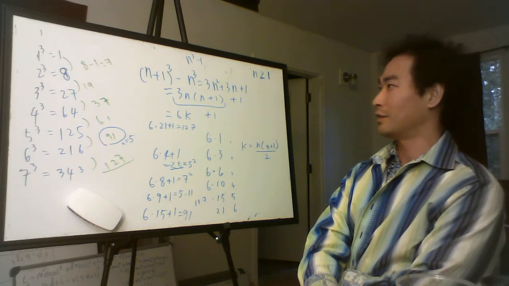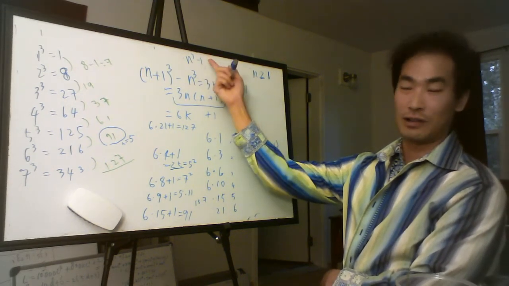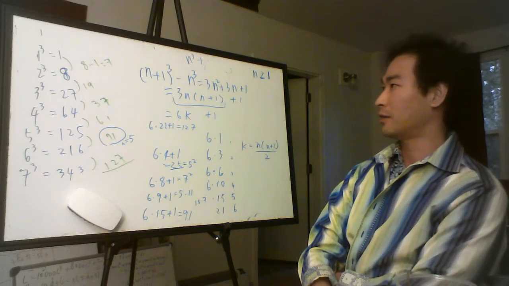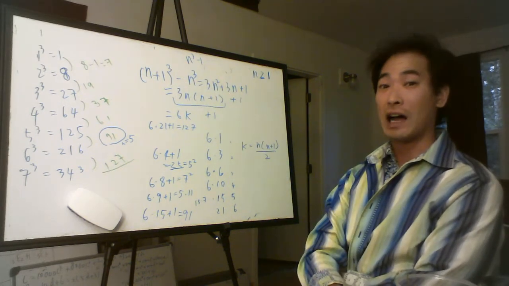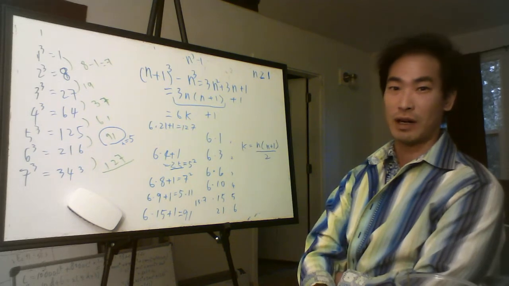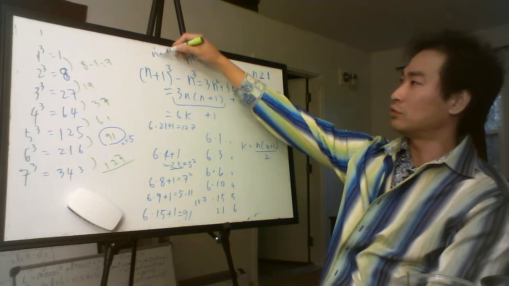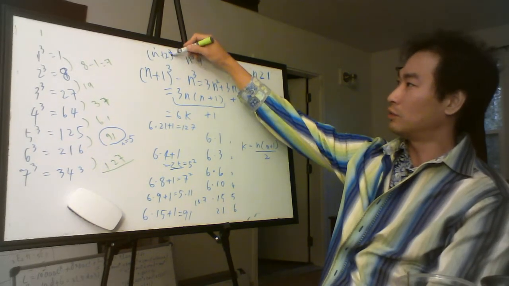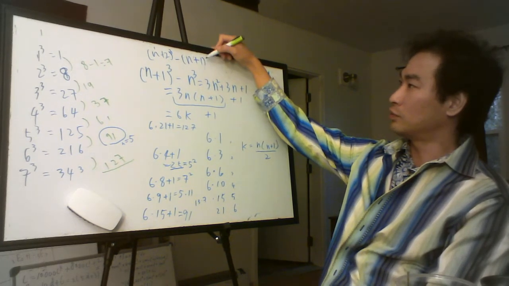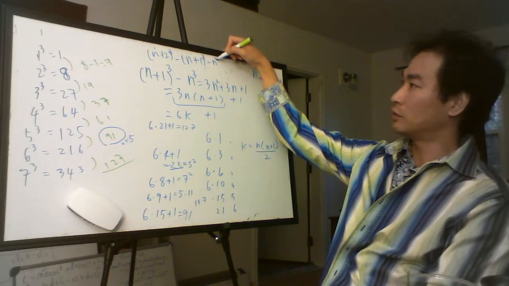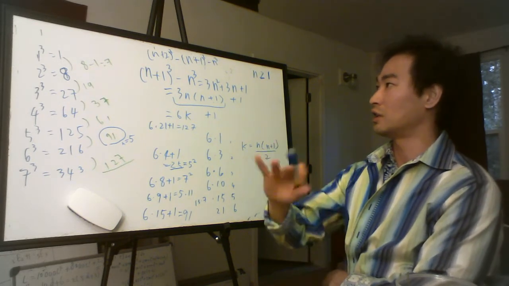Oh, this won't work, right? Because this alternates: even number, odd number, even number, odd number. So this won't work. We want this algebraic expression to be always an odd number, because an even number is not a prime except for 2. So how about (n plus 2) cube minus (n plus 1) cube minus n cube? Is this an even number or odd number, or does it alternate?